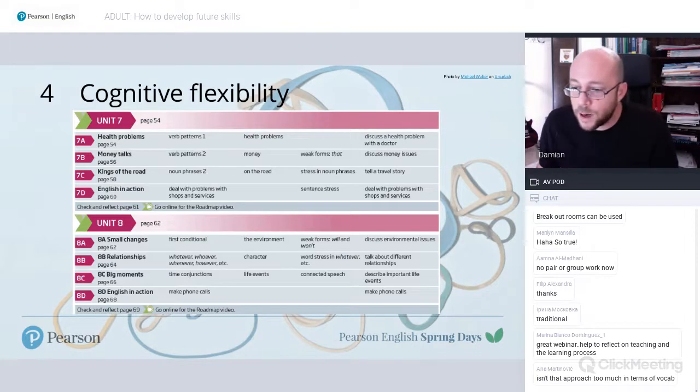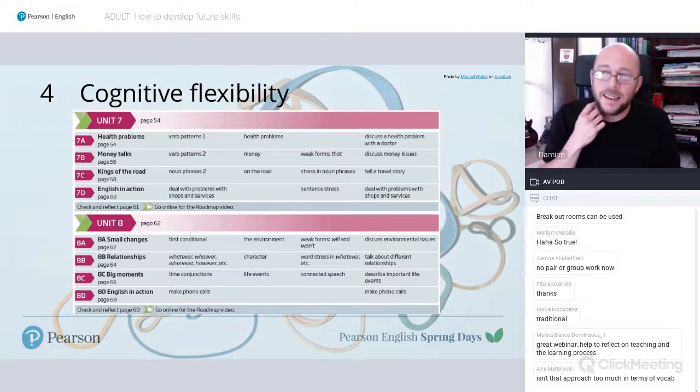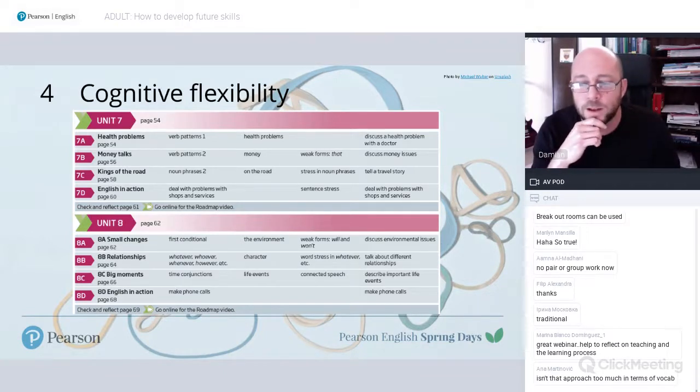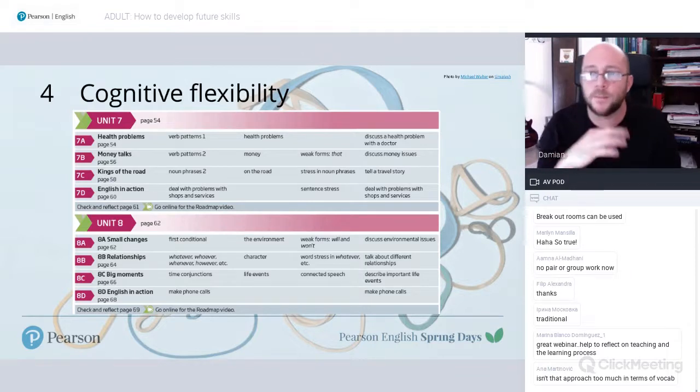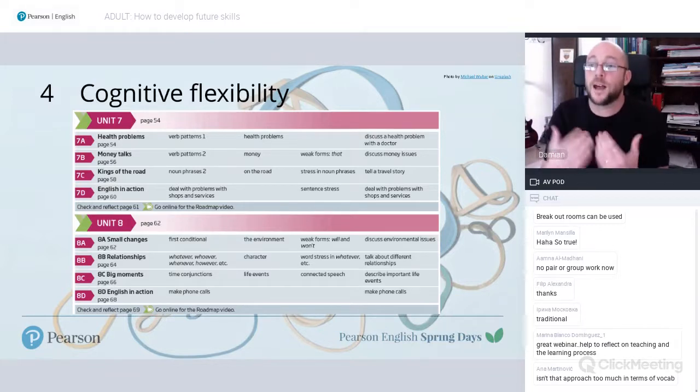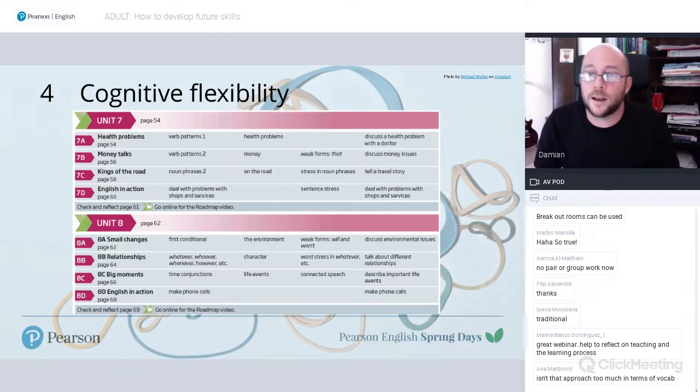Isn't that approach too much in terms of vocabulary? I don't think so. It's an interesting point you make there. I think it's a good question to ask, because I remember when I was training to be a teacher, I was always taught, don't overload students with vocabulary because they can only remember a set number of words. But I've always thought, what's the harm in putting it out there? And if students can take away what they want to take away from it.